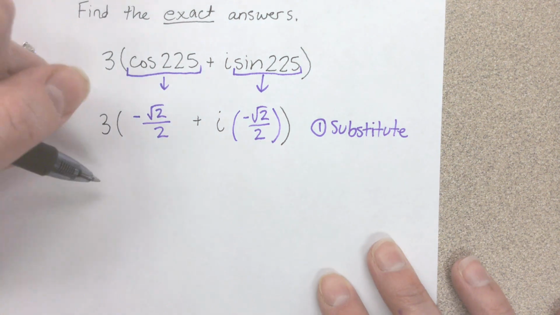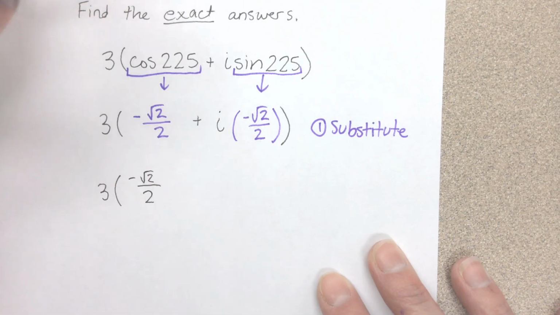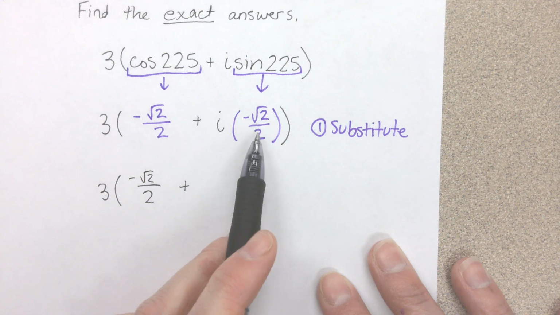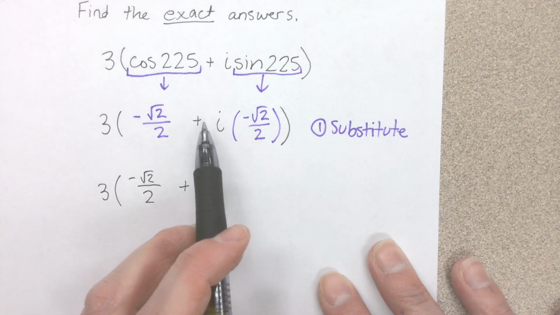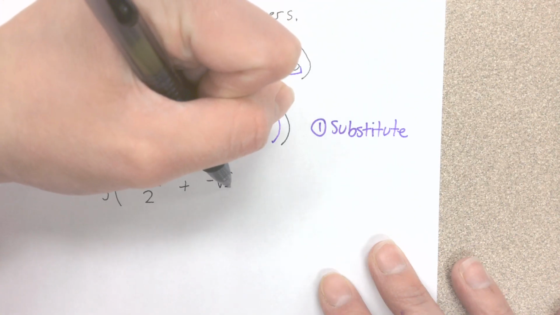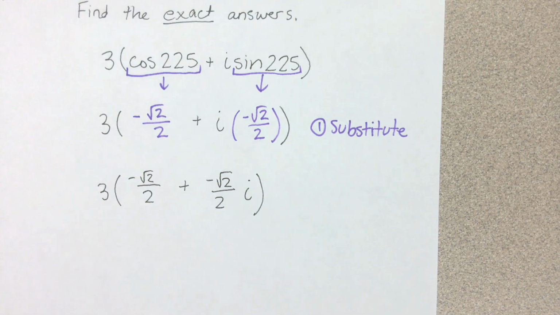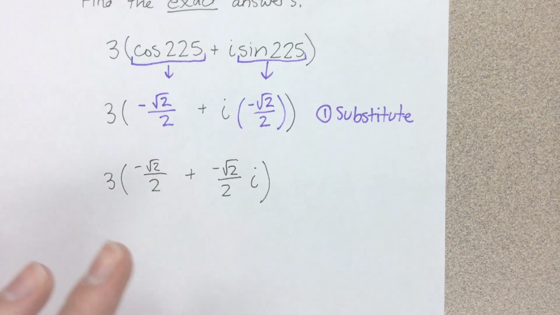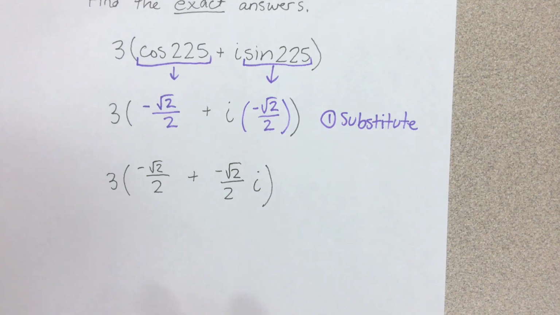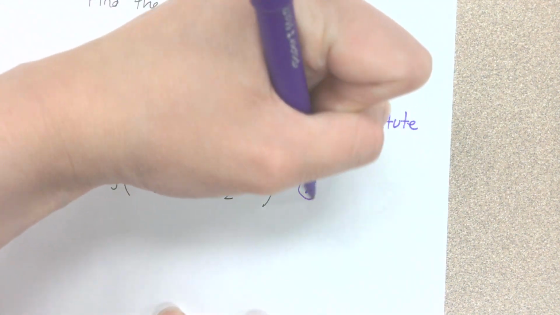I'm going to write it again before I do the next step. Now this time when I write it, I'm going to go ahead and flip these around. When you have a number here, you attach the I at the end. So we have negative rad 2 over 2, then just put the I on the outside after it. Follow the algebra. We have a 3 on the outside. We can distribute it. Step 2, distribute.